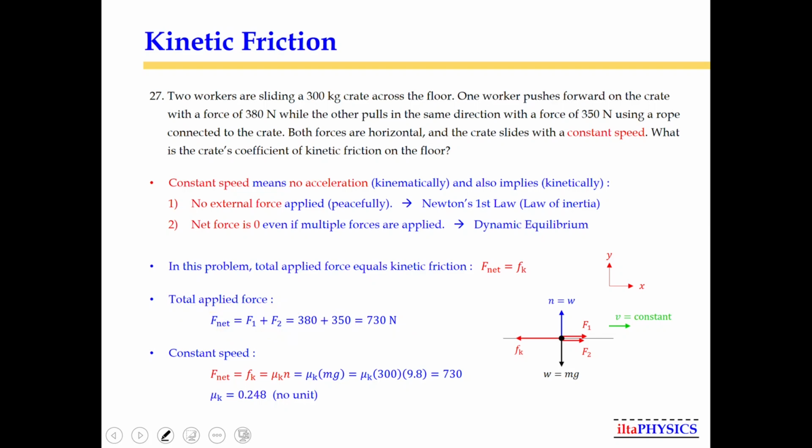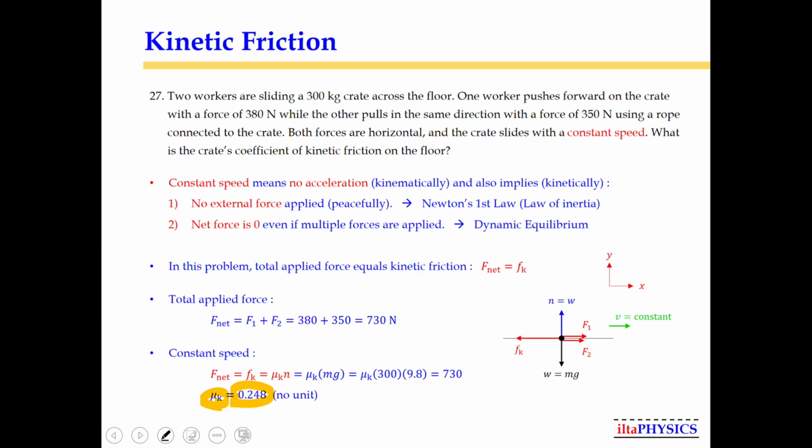Kinetic friction is calculated by multiplying the coefficient of kinetic friction by the normal force, and the normal force is equal to the downward weight of the object. If we plug the mass of 300 kilograms and the acceleration due to gravity, 9.8, into the equation, we get the following. The coefficient of kinetic friction for the wooden crate comes out to 0.248.